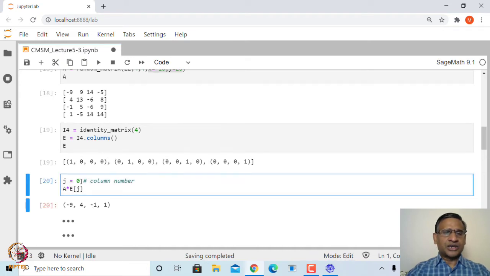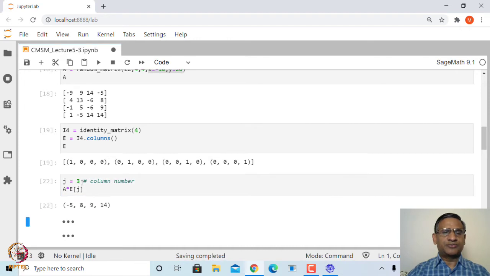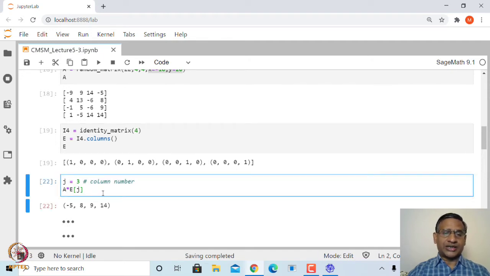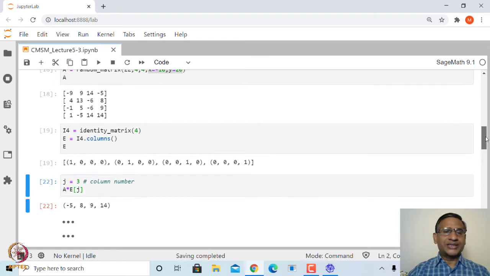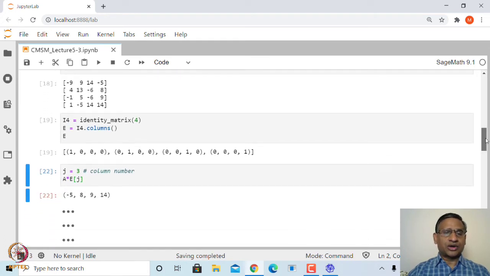Similarly, if I take j equal to 1, this will give me the second column. If I take j equal to 3, it will give me the fourth column, and that is what you can see. So you can obtain the ith column of a matrix A by A times Ei. That is a vector obtained by multiplying A with Ei on the right hand side. So the ith column of a matrix can be thought of as A times Ei.